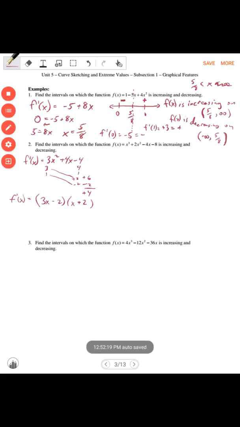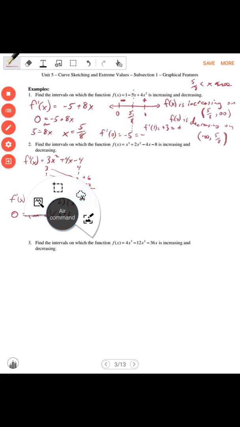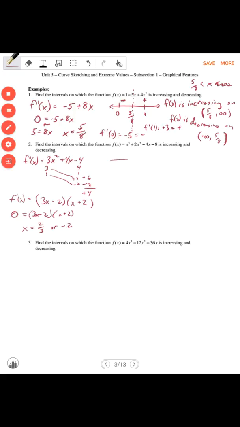Okay, so there's our derivative, and we want the derivative to equal 0. So (3x - 2)(x + 2). Sorry, my bad. That of course just means that x equals 2/3 or negative 2. Perfect. Looking good.